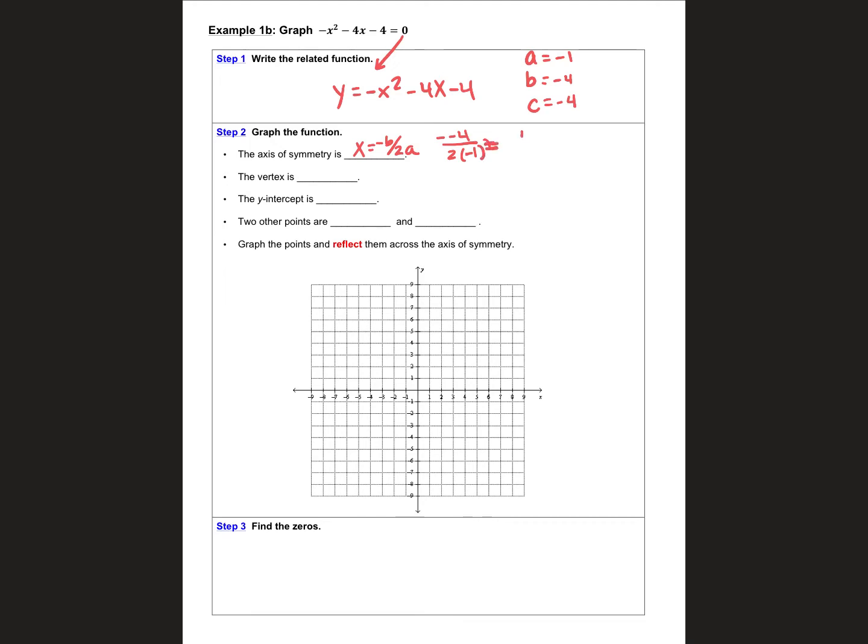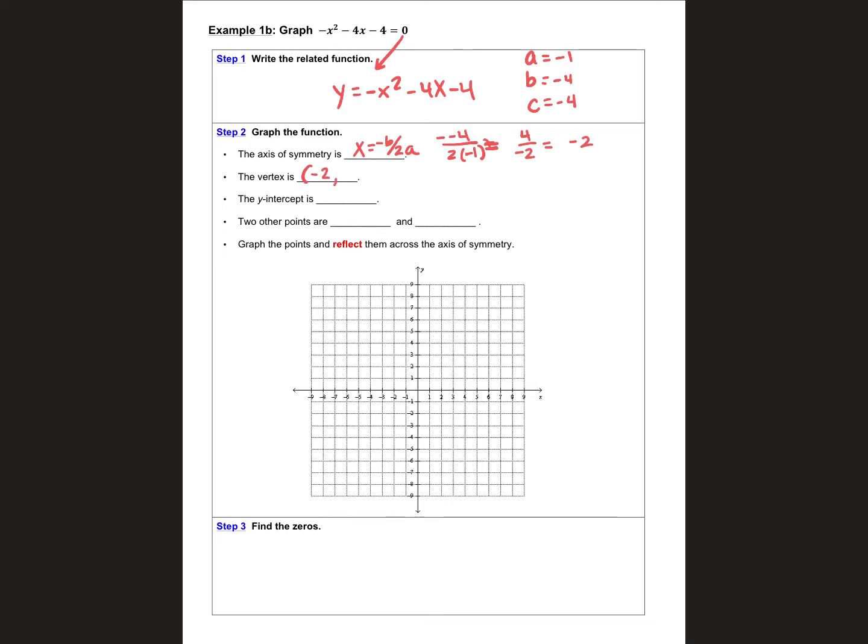And then -4 is really 4. You probably already knew that. Over -2, which is -2. The axis of symmetry, we use that so that we can get our vertex. So that's our x value of the vertex, because it was x equals -2.